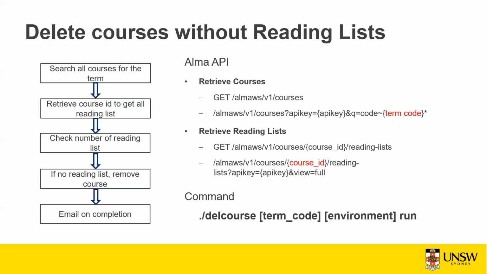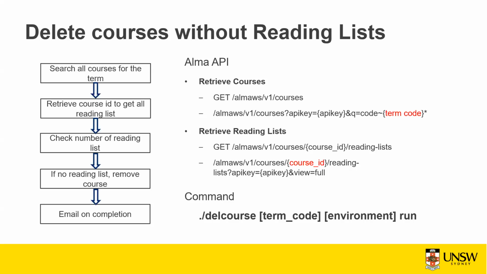So here on the left-hand side, you can see the process of how the script works. It firstly searches all the courses for the given term and retrieves the course ID, so it can use the course ID to retrieve all the associated reading lists. Then it checks the number of reading lists.